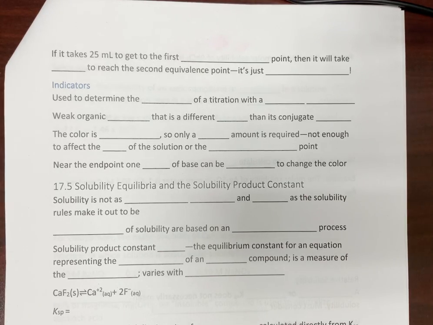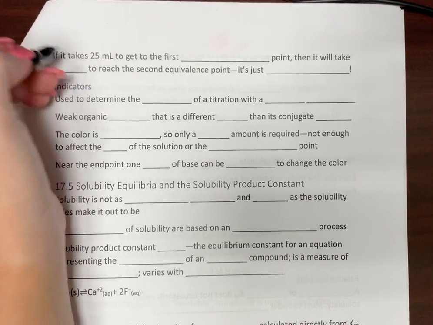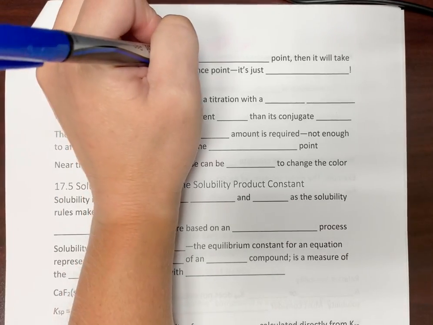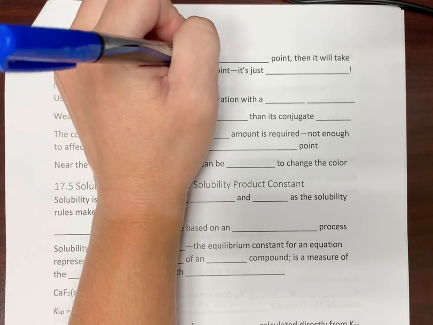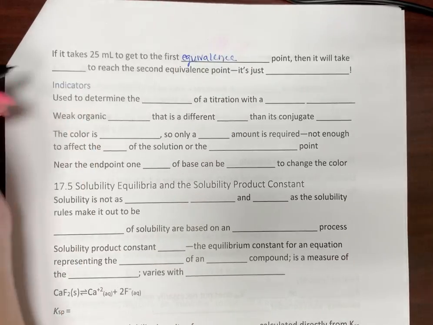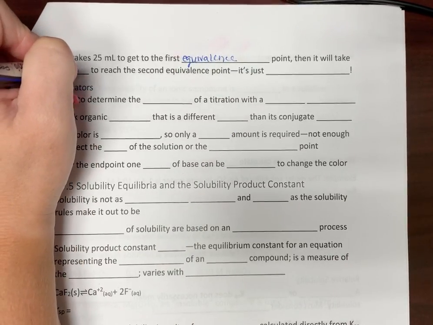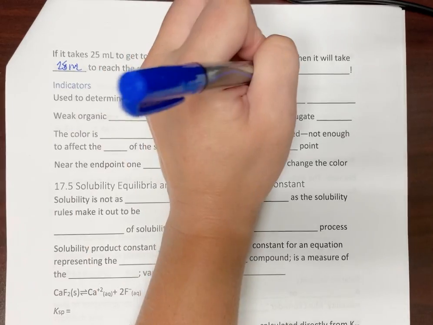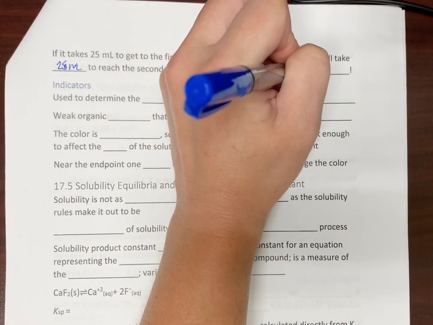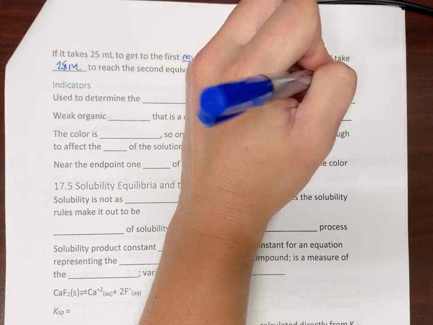So let's say it in words. If it takes 25 milliliters to get to your first equivalence point, then it's also going to take 25 milliliters to reach your second, and we get that according to stoichiometry.